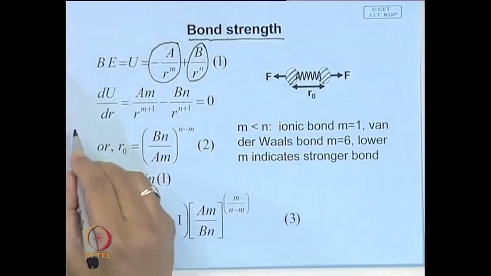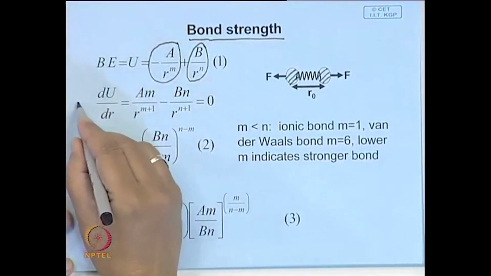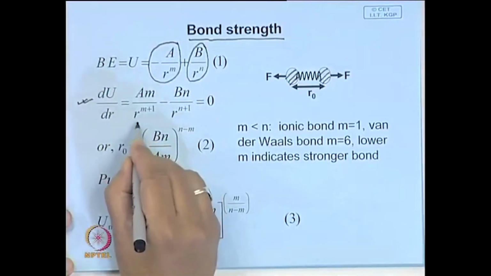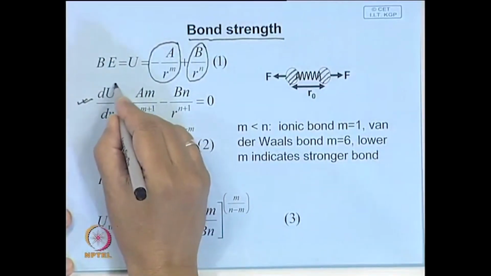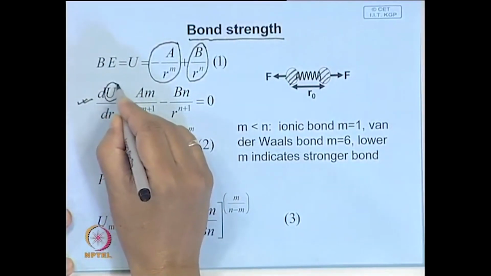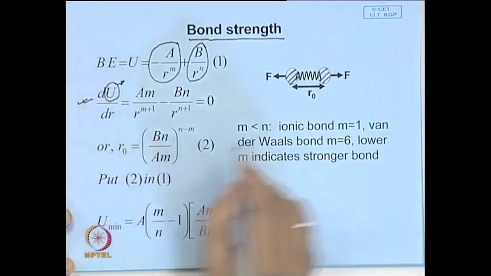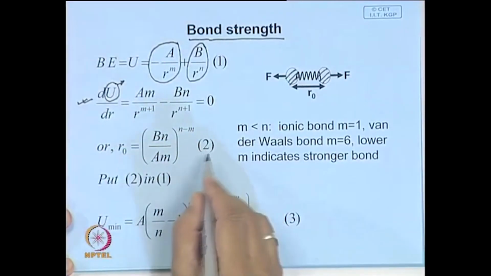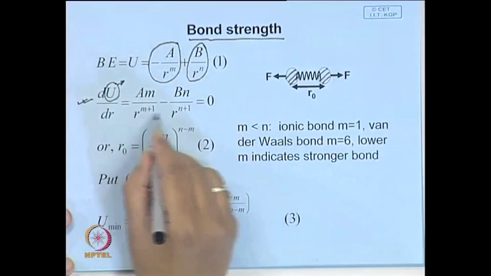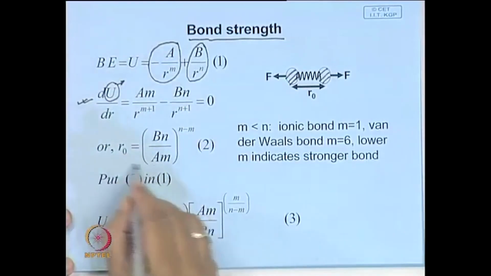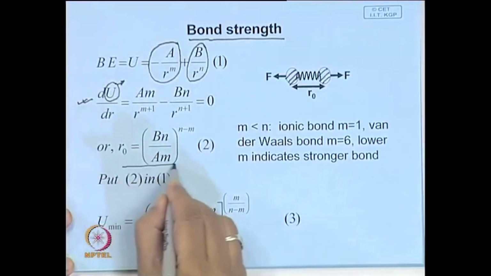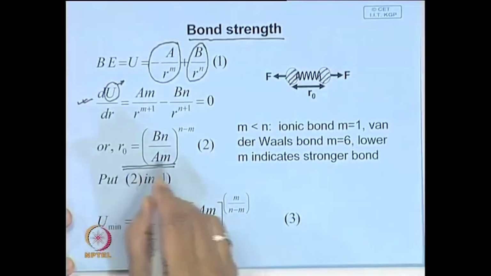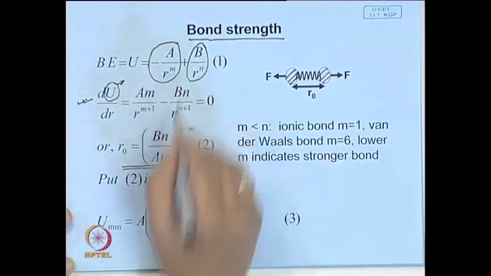I wanted you to show, by differentiating, the distance r at which this energy u is minimum. And I hope you have done. If not, the steps are shown. If you differentiate and equate it to 0, you find this expression. So, this is the equilibrium distance.